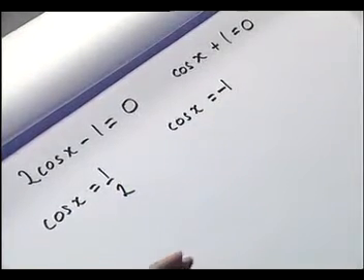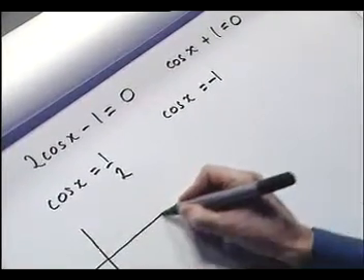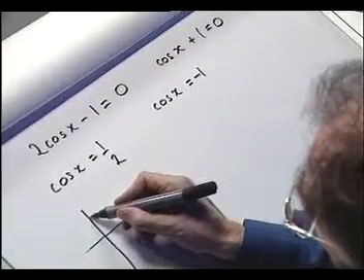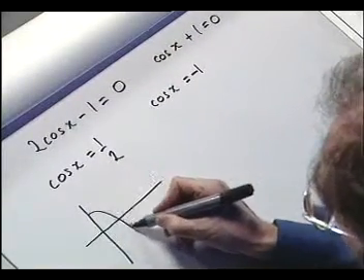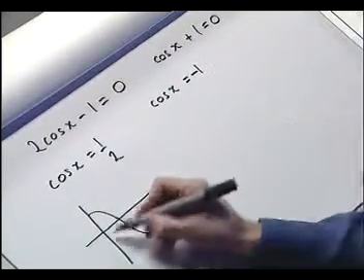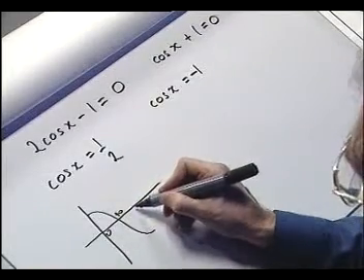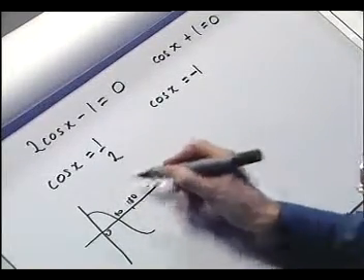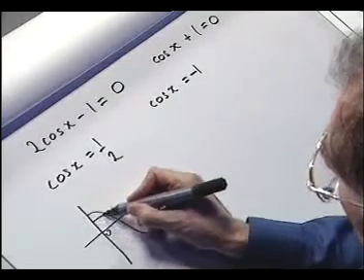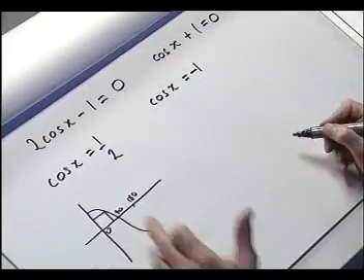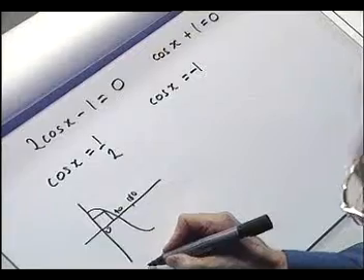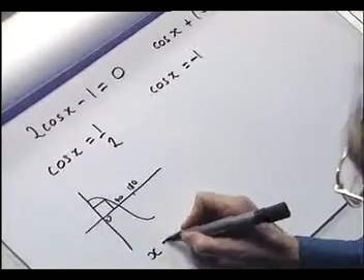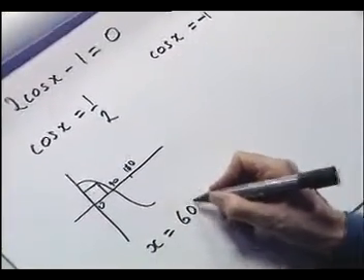And if you remember, the range of values was 0 to 180 degrees. So let me sketch cos of x between 0 and 180 degrees. And it looks like that. 0, 90, 180. We go across there at half and come down there. And there is only one answer in the range. So that's x is equal to 60 degrees.